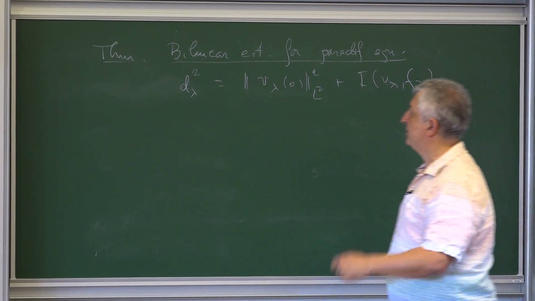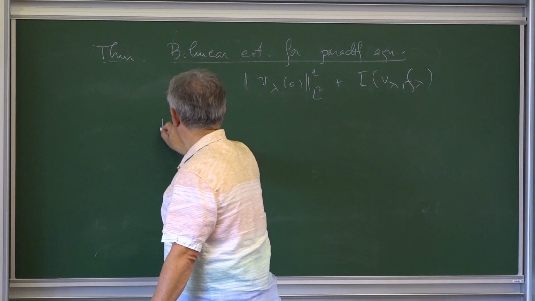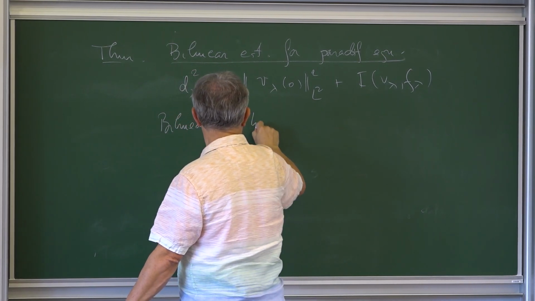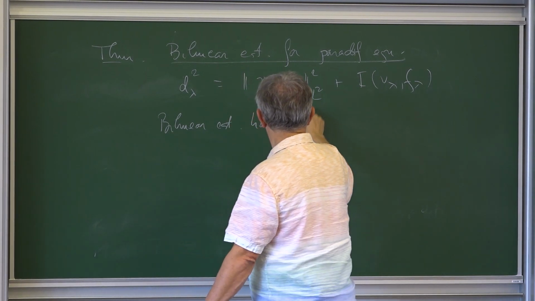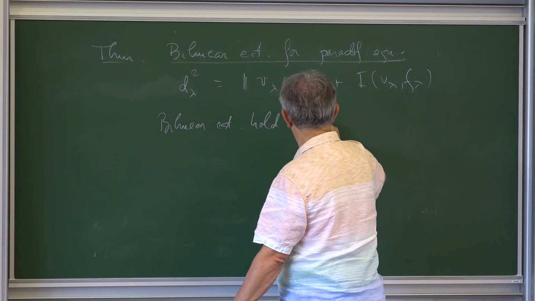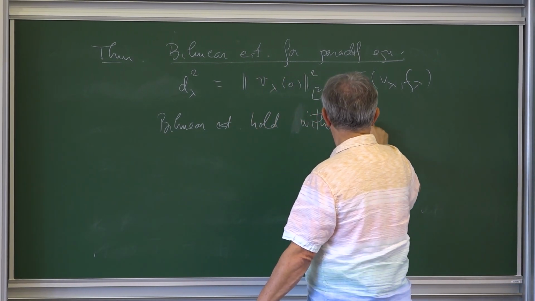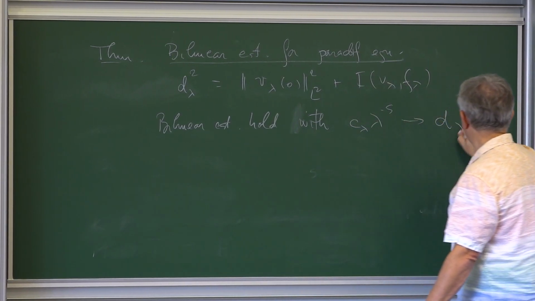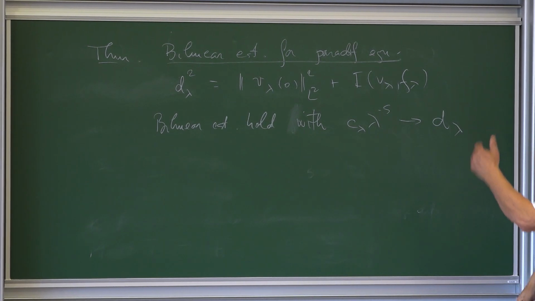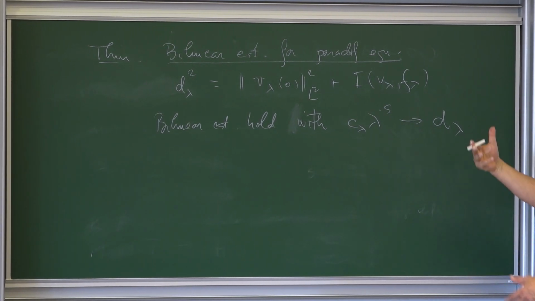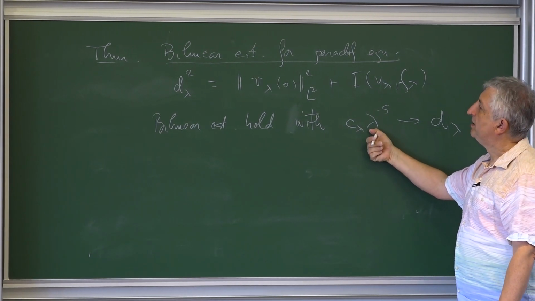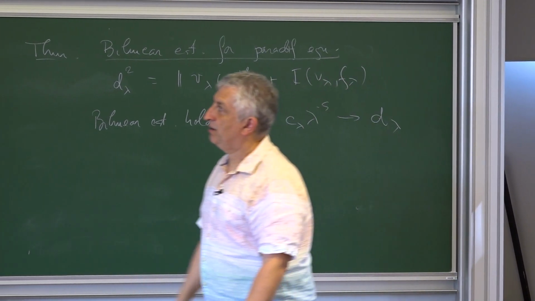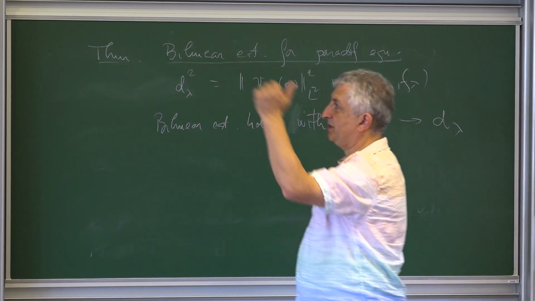Okay, and now my contention is that bilinear estimates hold with C lambda, lambda minus S, replaced by d lambda, right? So d lambda is like a frequency envelope. It plays the same role as the frequency envelope, except that this corresponds to L2 data as opposed to HS data. So I'm not going to copy again those estimates, but those are the estimates.